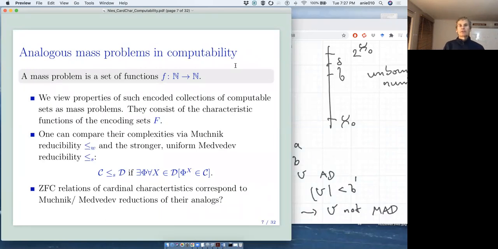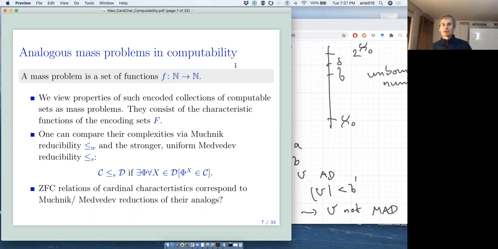Now, we want to compare the complexity of the analogs of cardinal characteristics, and that means of classes of encoding sets of families. So the natural setting is mass problems. A mass problem is a set of functions on the natural numbers.